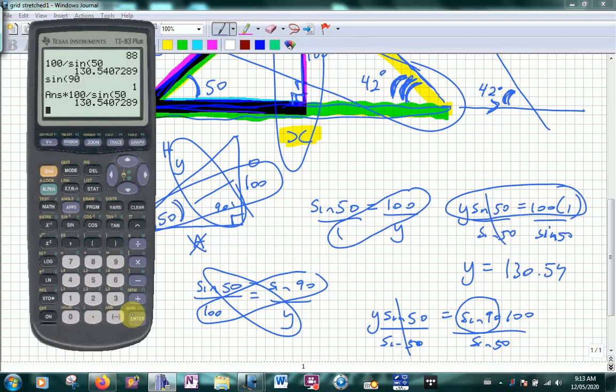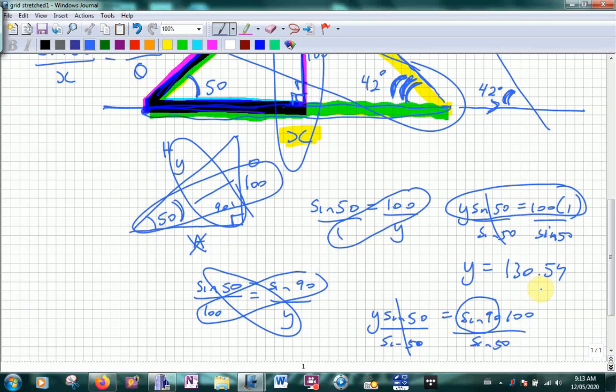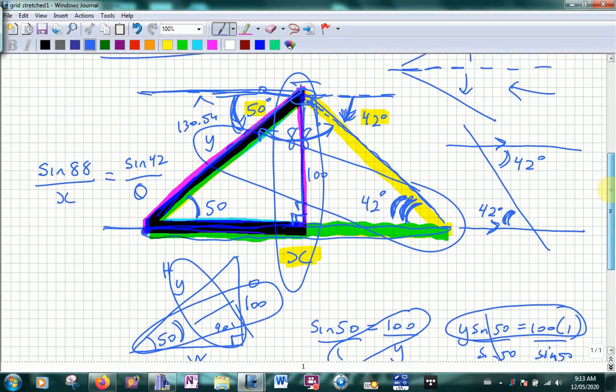Because a lot of kids, once they get to grade 11, they know sine law and they know cosine law. I don't know, they don't want to use SOHCAHTOA anymore for some reason. So you'll still get the same answer, 130.54.